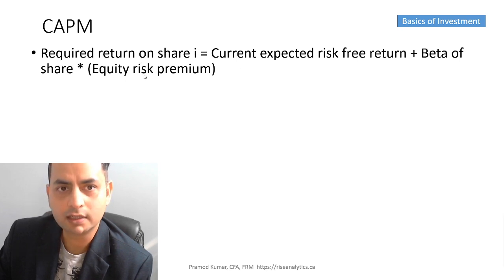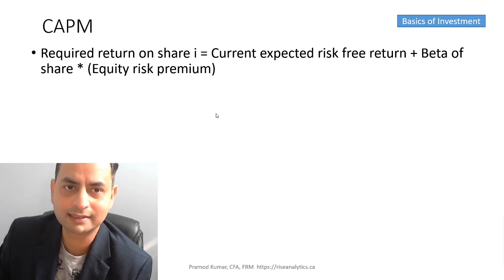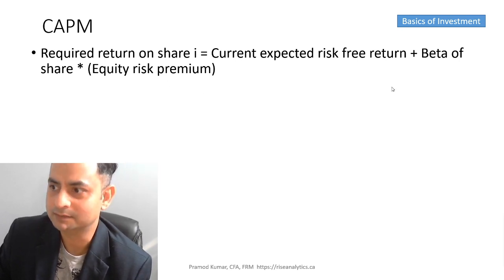For example, the equity risk premium: how we can calculate it, what it means, what we mean by the risk-free return, and what we mean by the beta of a share. Once we understand that, we'll plug in the numbers, and it's simple: once you plug them in, you will get the required return. Okay, so let's get started.